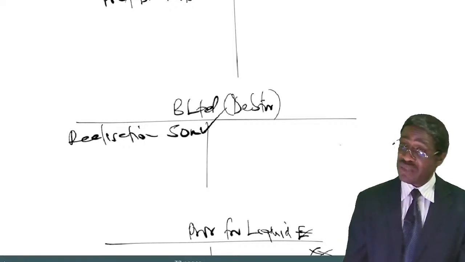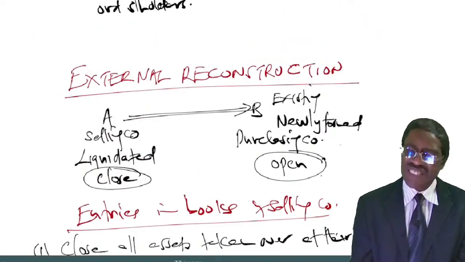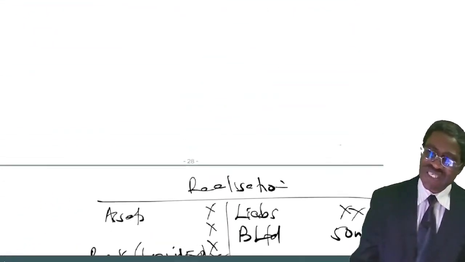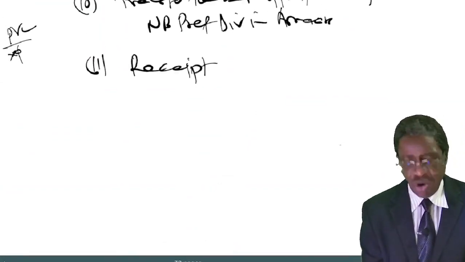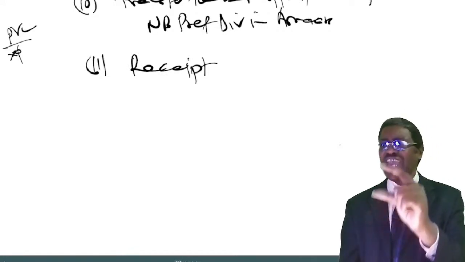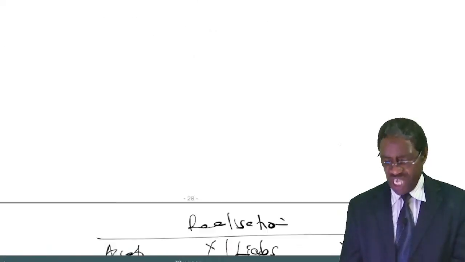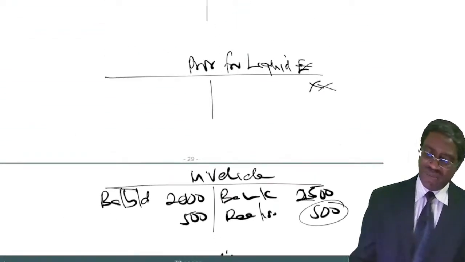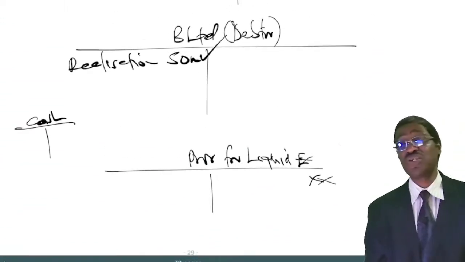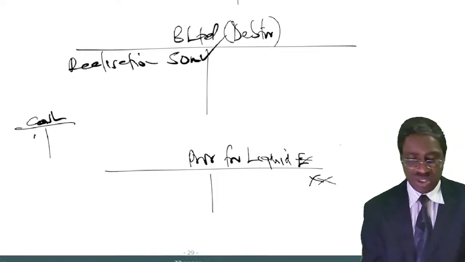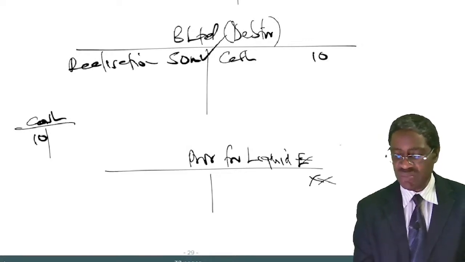That's what we want to do under step number 11. We are saying, with the receipt of the purchase consideration, either in form of cash, shares, or debentures. If you are receiving cash, you will debit cash. Let us assume the question tells you you are receiving cash of 10 million. You will debit cash of 10 million and credit the purchasing company. See your cash, 10 million.